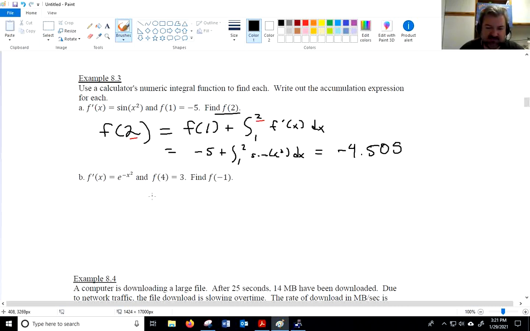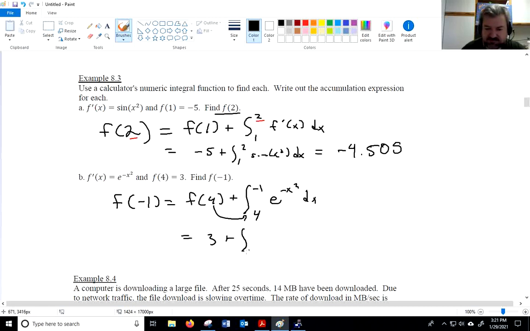Again, e to the negative x squared, definitely something we can't evaluate. But that's okay. F of -1 is equal to f of 4 plus the integral from, what did I say? This goes on top. This is where you want to end up. Where you want to end up goes there. So yeah, it's backwards, but this number here goes there. Because this is adding a change to 2. It's perfectly fine to be negative. All right. Of e to the negative x squared dx.